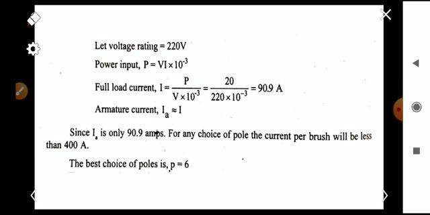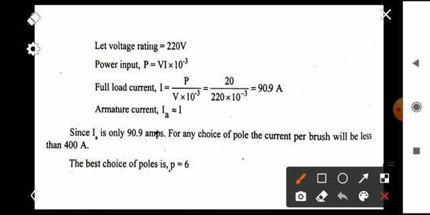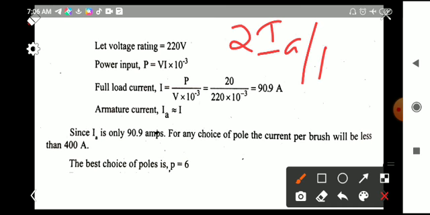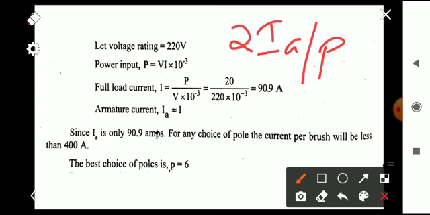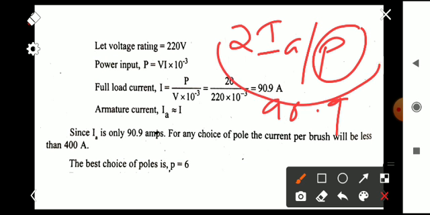Since IA is only 90.9 ampere, for any choice of pole, the current per brush will be less than 400 ampere. We know that for a lap winding, the current per brush arm will be equal to 2 into IA by P. Here IA is already 90.9, so whatever may be the choice of P, the current per brush arm value will always be less than this 400 ampere.